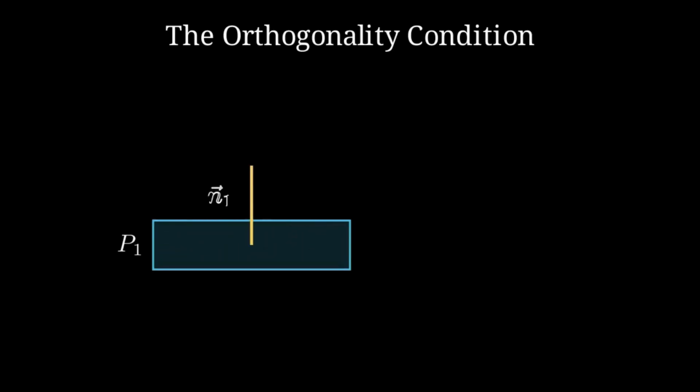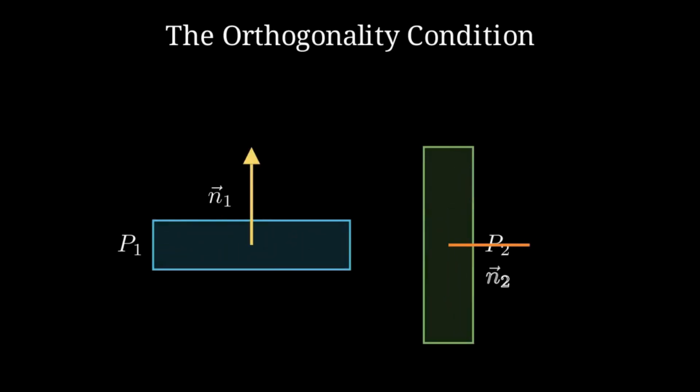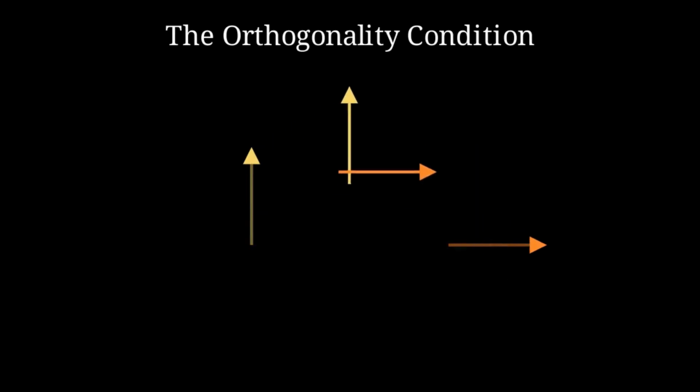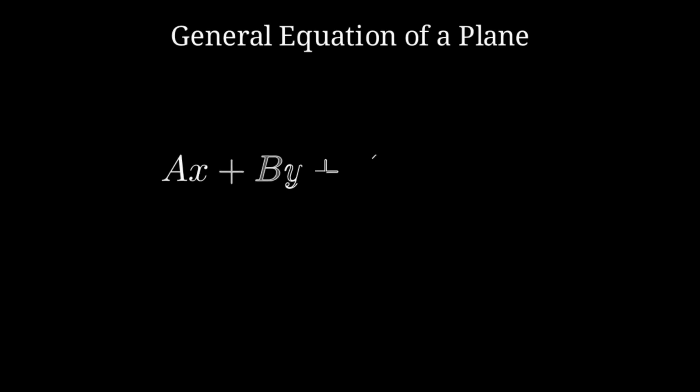The secret to checking if two planes are perpendicular is to look at their normal vectors. If the normal vectors are perpendicular to each other, then the planes they represent must also be perpendicular to each other. Every plane can be described by a general linear equation.